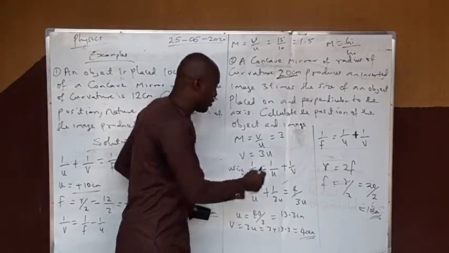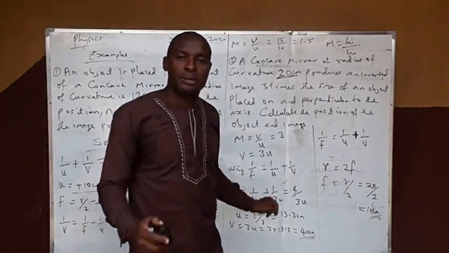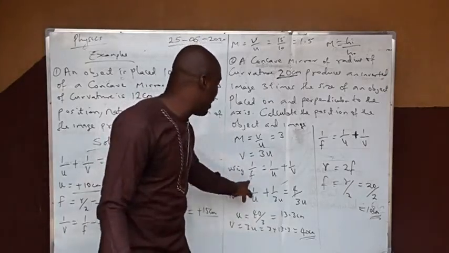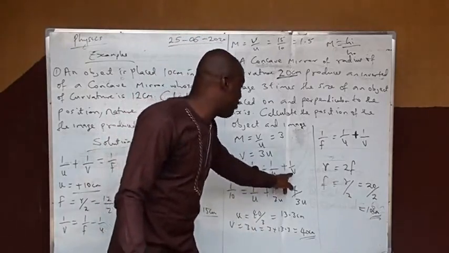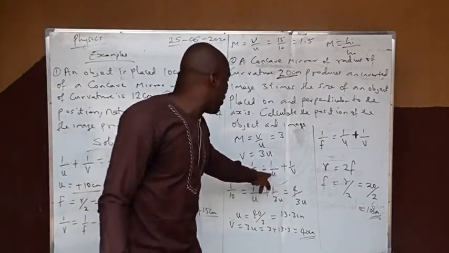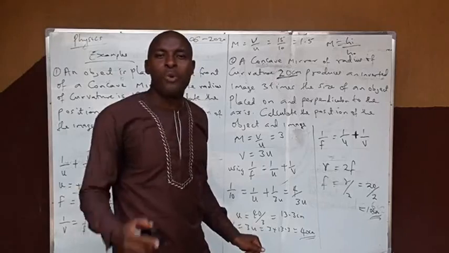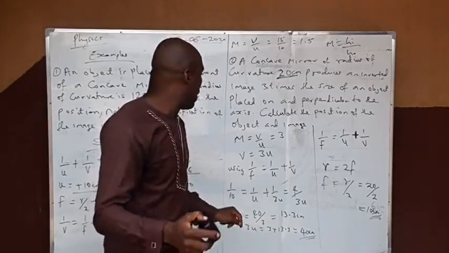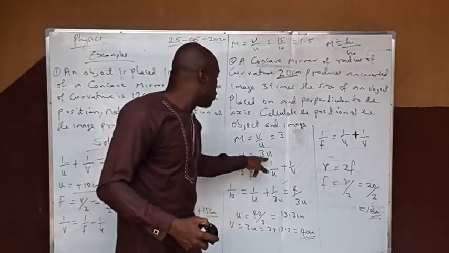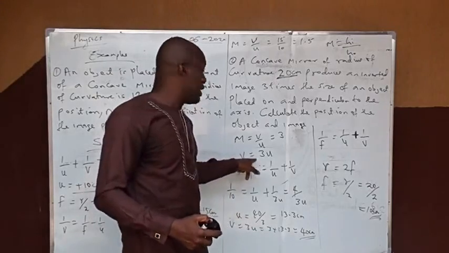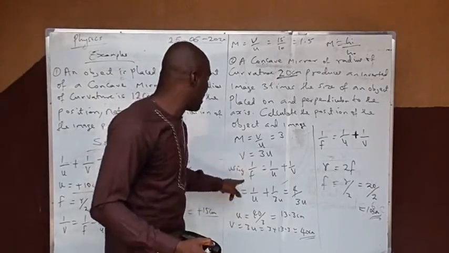We now come back to our mirror formula, which is 1 over F is equal to 1 over U plus 1 over V. Because U and V are not the same, that is why we must substitute. And what are we substituting? We are now substituting 3U for V.